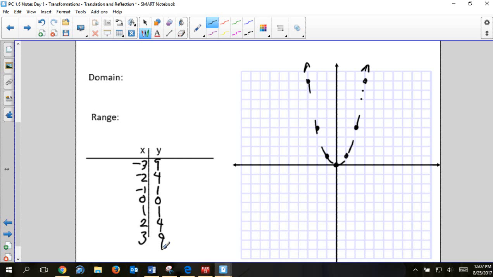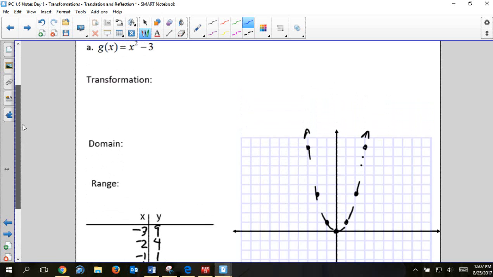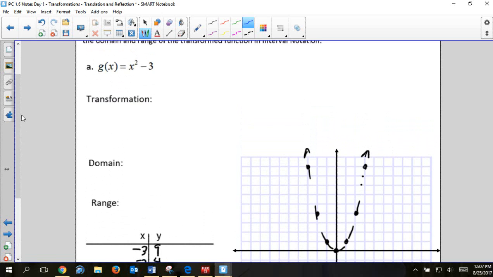So I've got my parent function, I've got my parent function table, and then we're ready to talk about transformations. So this transformation, x squared minus 3, you ask yourself, are there any parentheses? Is the minus 3 inside of the parent function x squared? Is it inside or outside? Outside. So this is going to be vertical.